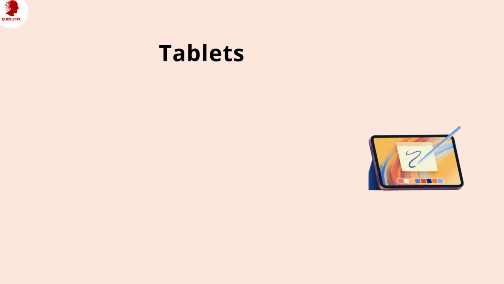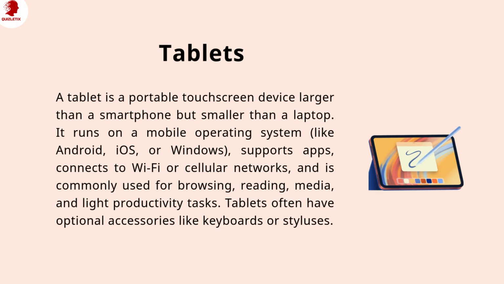Tablets. A tablet is a portable touchscreen device larger than a smartphone but smaller than a laptop. It runs on a mobile operating system like Android, iOS, or Windows, supports apps, connects to Wi-Fi or cellular networks, and is commonly used for browsing, reading, media, and light productivity tasks. Tablets often have optional accessories like keyboards or styluses.